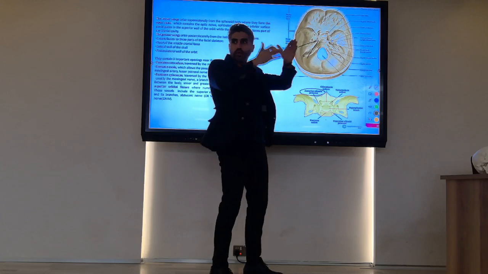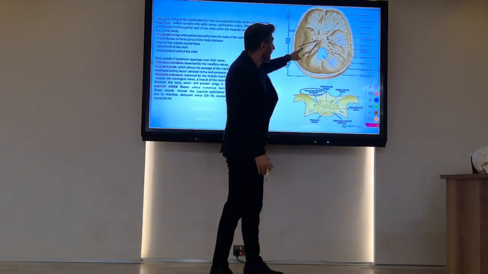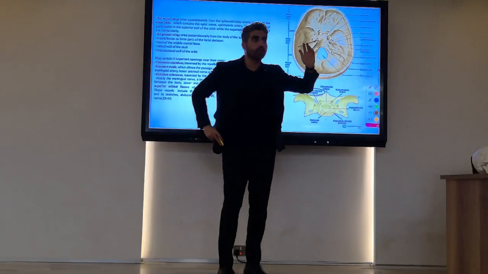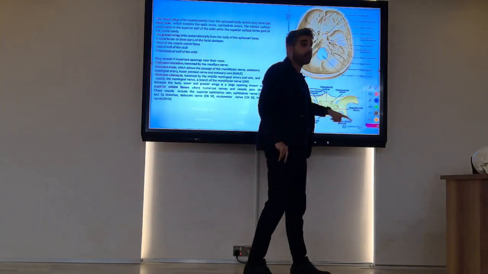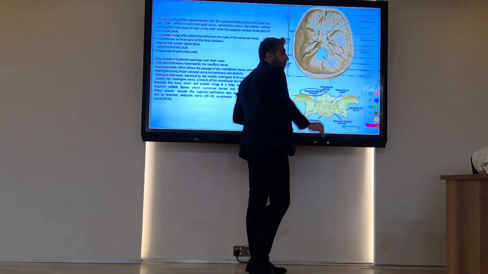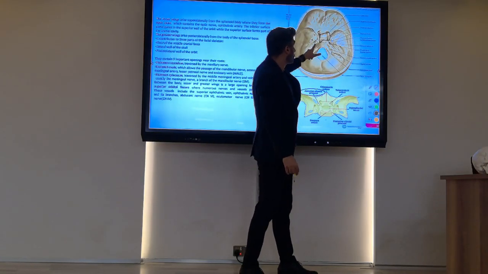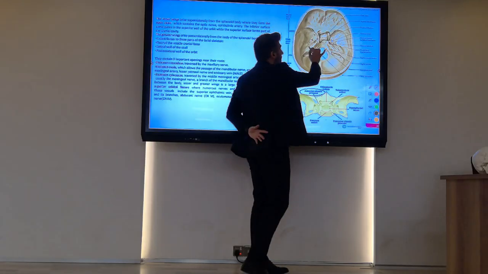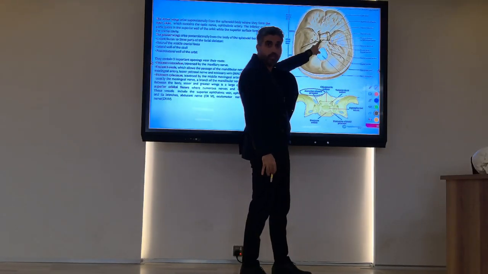I told you, three surfaces, three borders. This is the petrous part. Look at the apex of the petrous part. I told you, the base is lateral, the apex is medial. This is the apex of the petrous part. The apex of the petrous part is very close to the body of the sphenoid.